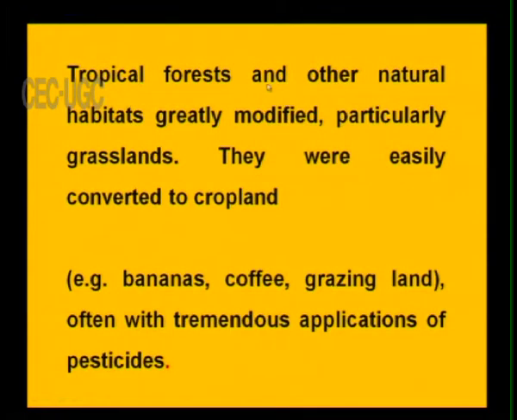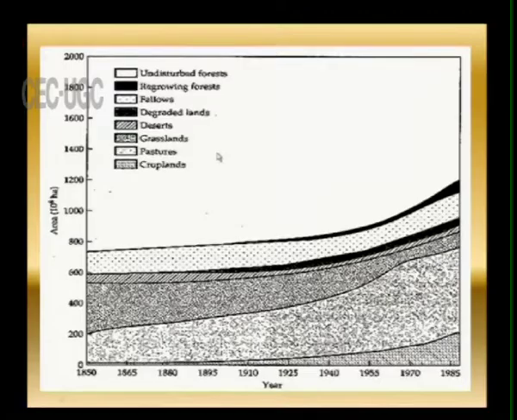And the tropical forest and other natural habitats are greatly modified, particularly grasslands, which were easily converted to cropland, for example, for bananas, coffee and grazing land, often with tremendous applications of pesticide. So what happens is the forest is being converted into cropland.